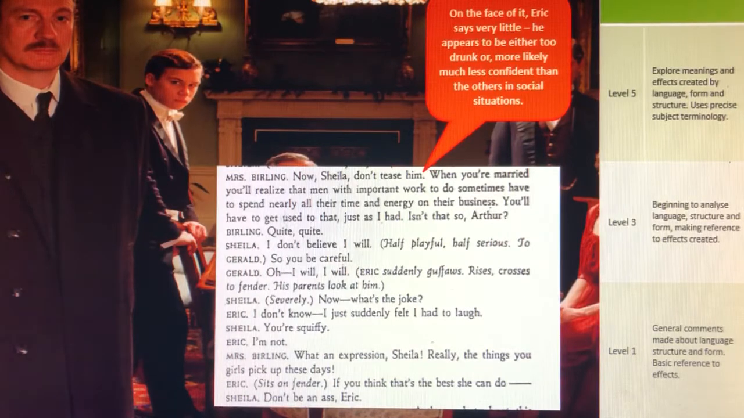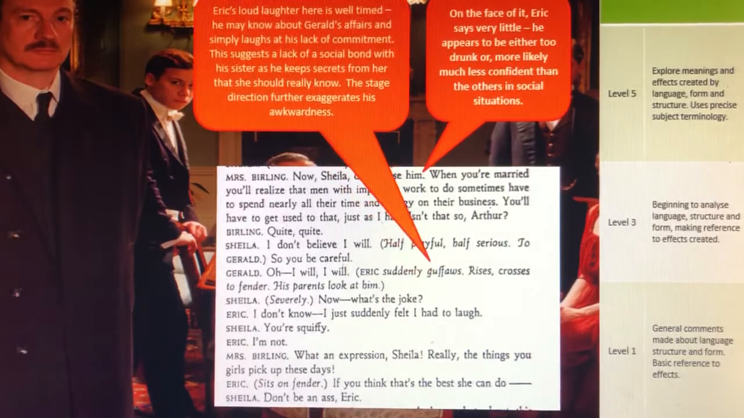The first thing you might notice is that Eric says very little. He appears to be either too drunk or, more likely, much less confident than the others in social situations. Eric's loud laughter is well timed. He may know about Gerald's affairs and simply laughs at his lack of commitment. This suggests a lack of social bond with his sister, as he keeps secrets from her that she really should know. The stage direction further exaggerates his awkwardness.